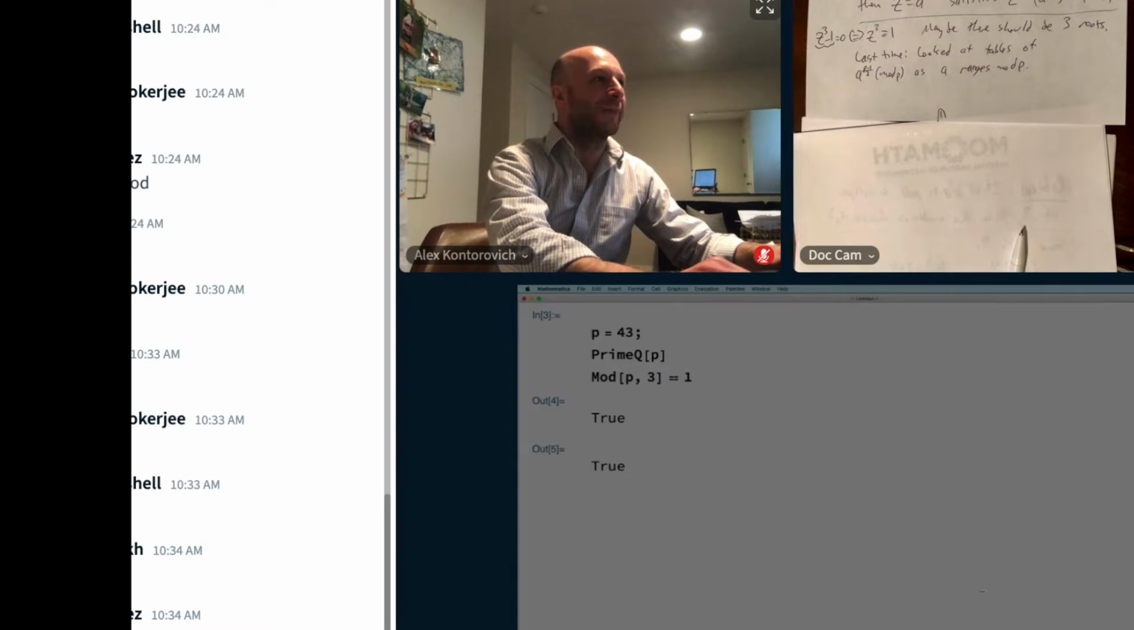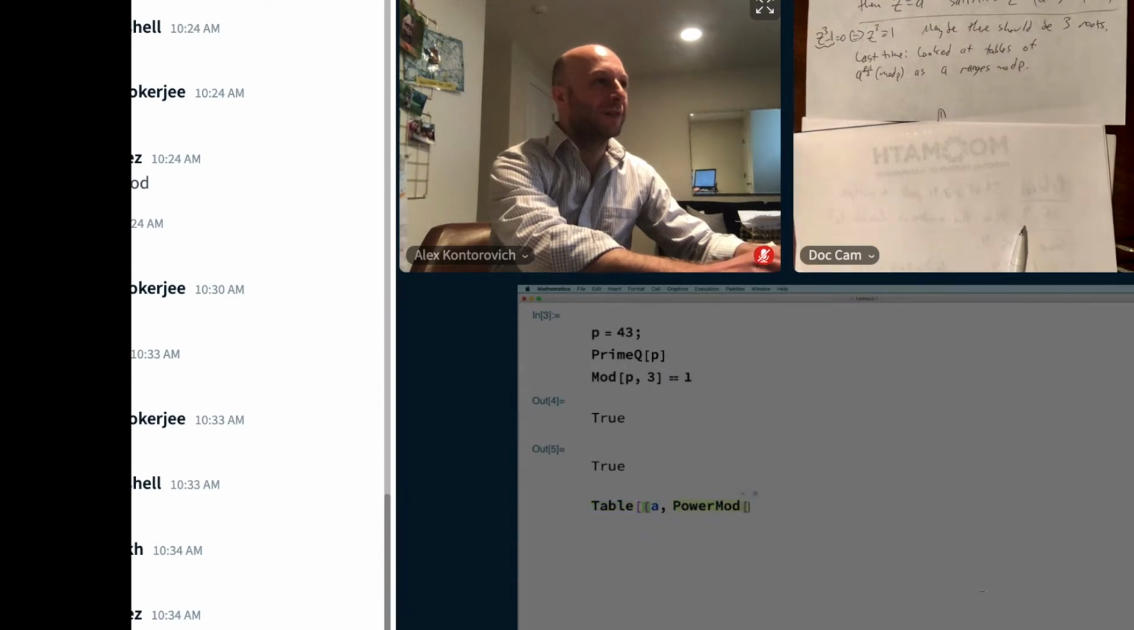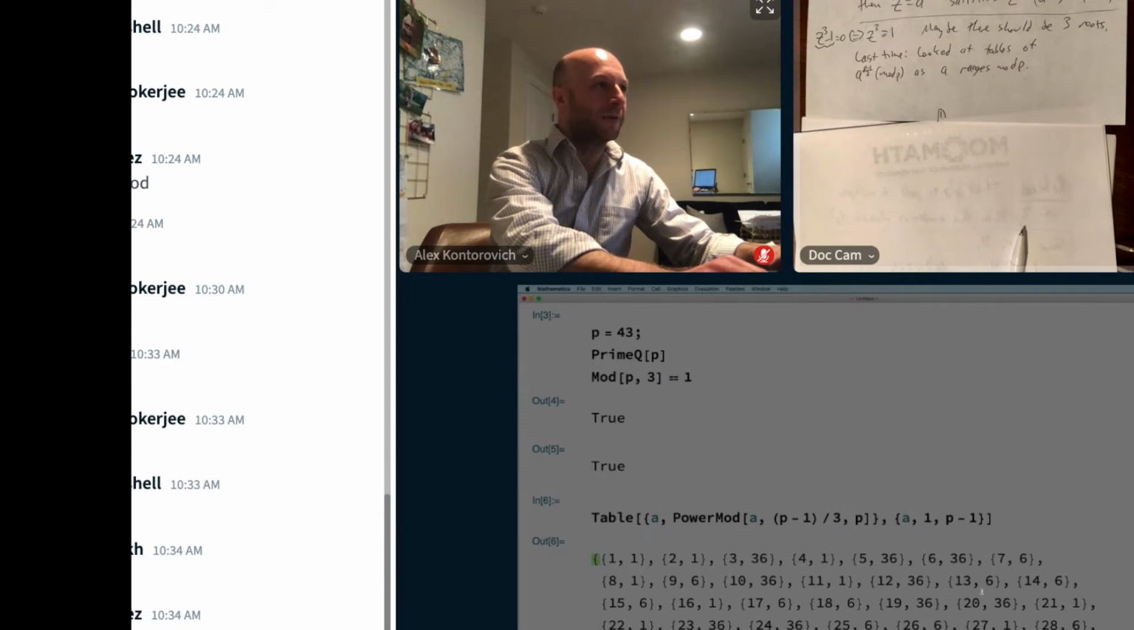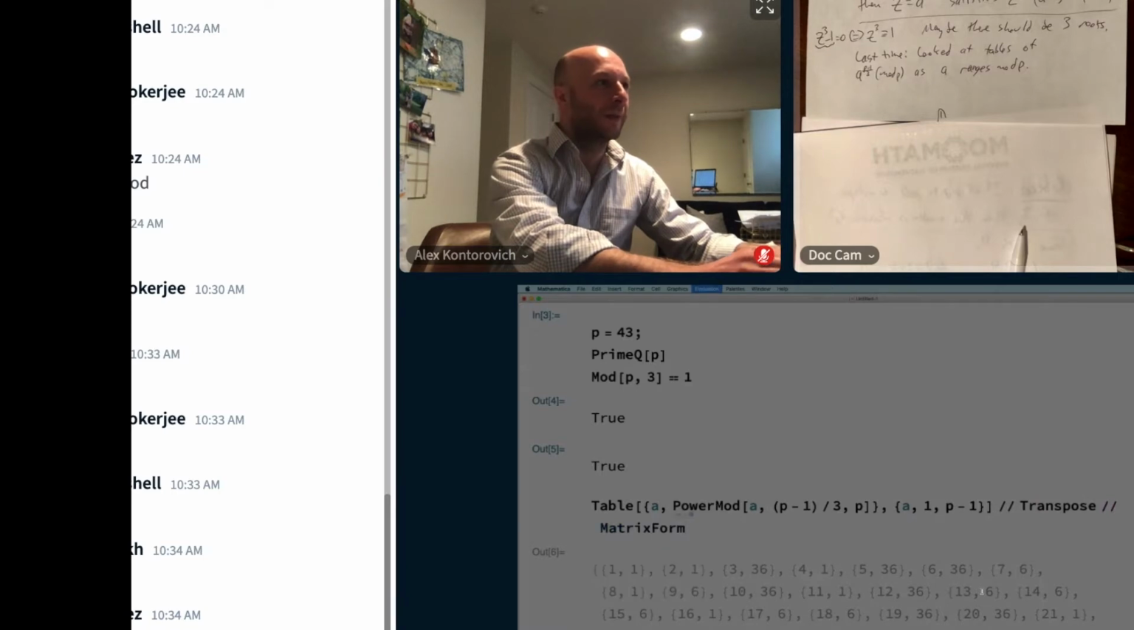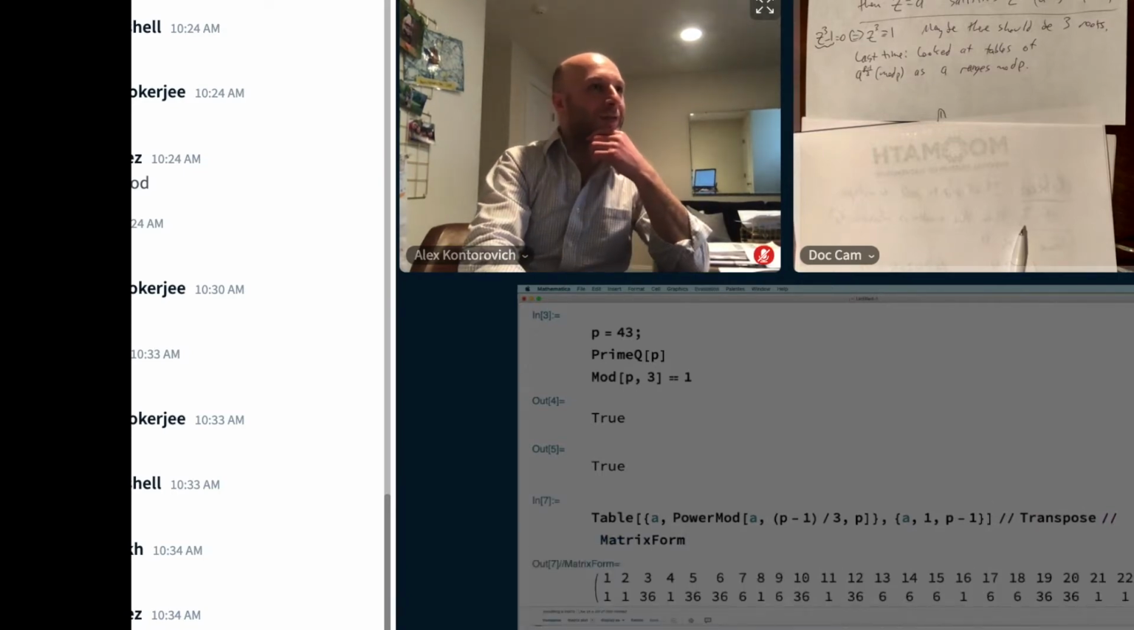All right. So let's make a table of A against A raised to the p minus 1 over 3. That's the power mod function, because we're going to do this efficiently. So A raised to the power p minus 1 over 3 mod p, as A ranges from 1 to p minus 1. And there it is. I think I do transpose and then matrix form. So here's this table out to 43. Let's make this slightly smaller.